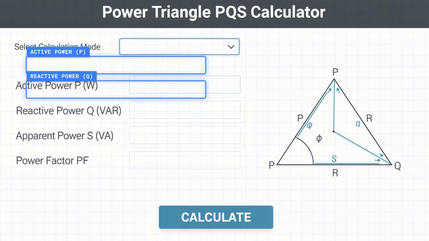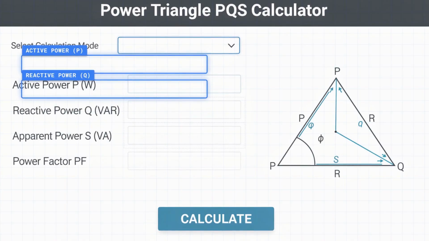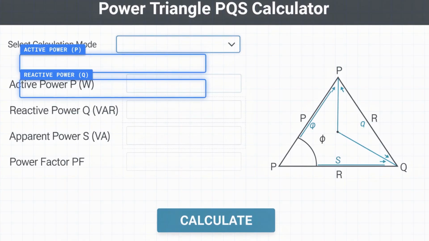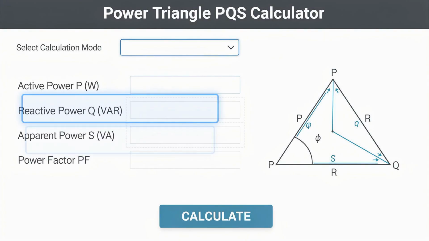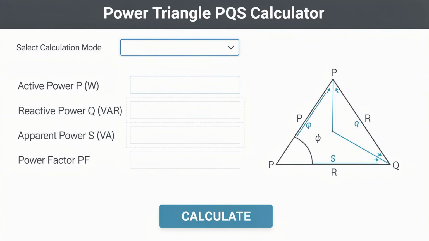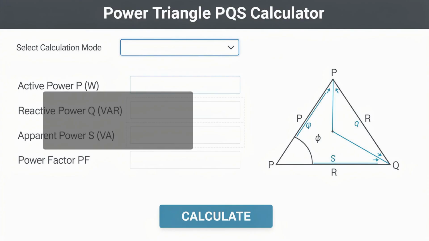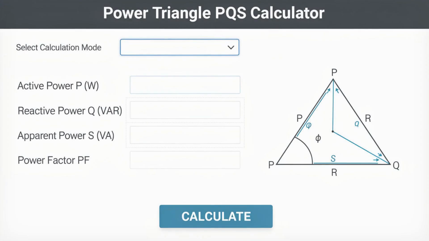Below that are 4 input fields: active power P in kilowatts, reactive power Q in kVAR, apparent power S in kVA, and power factor PF ranging from 0 to 1. Since we're solving for apparent power, we'll only need to enter P and Q. Let's work through an example.